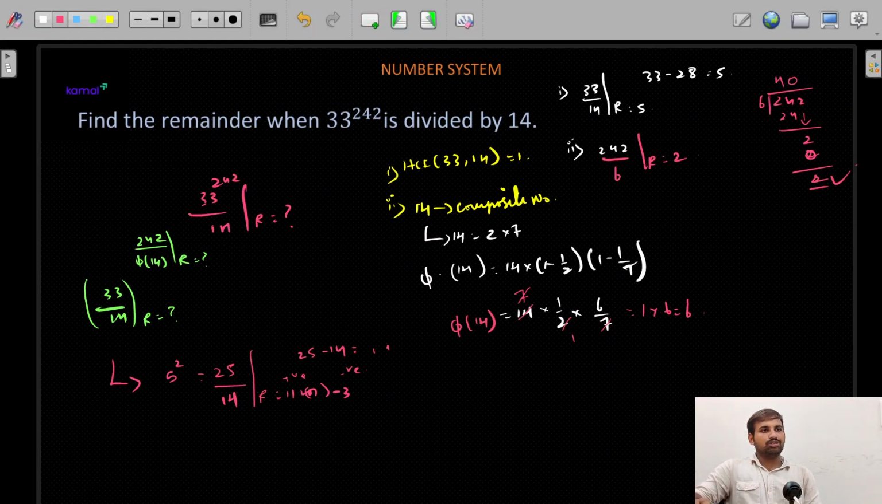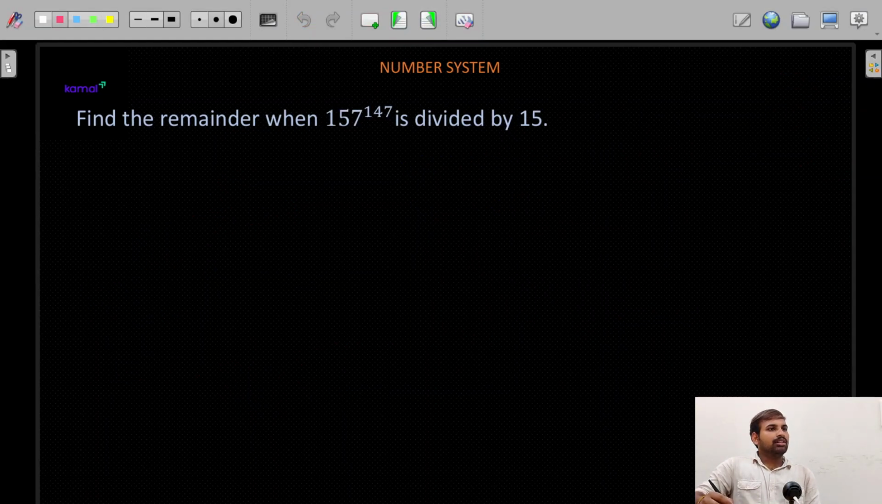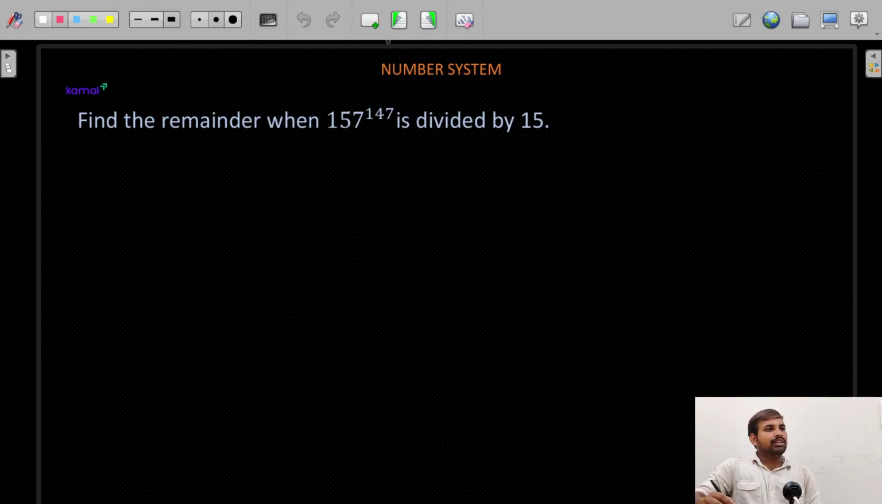So I hope you understand this question. Let us move to the next question now. Find the remainder when 157 power 147 is divided by 15.